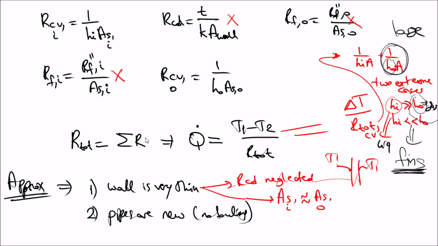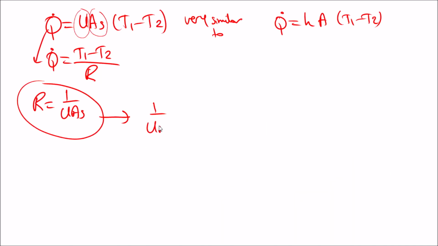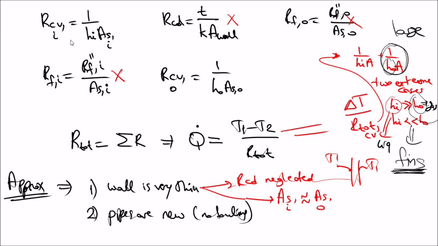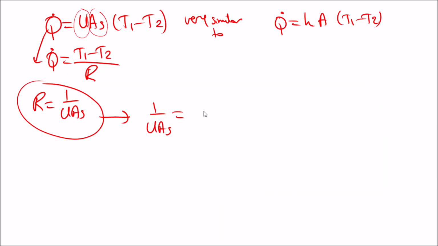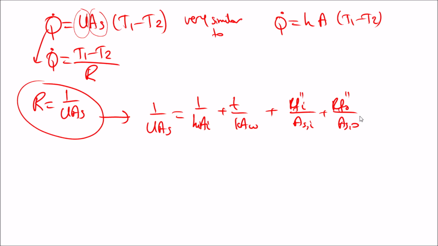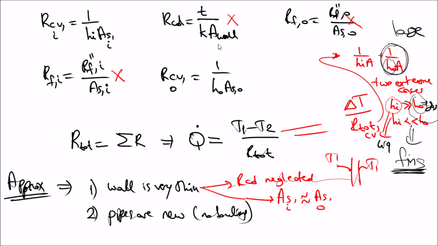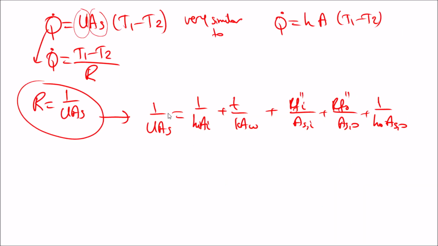Okay, and this resistance 1 by U A_s should be equal to the sum of the resistances here. So it will be 1 by h inner times inner surface area, plus the wall resistance t by k times wall area, plus the fouling resistance of the inner part divided by the inner surface area, the fouling resistance of the outer part divided by the outer surface area, plus 1 by h outer times outer area A_s. Here we have all the resistances summed as U A_s.